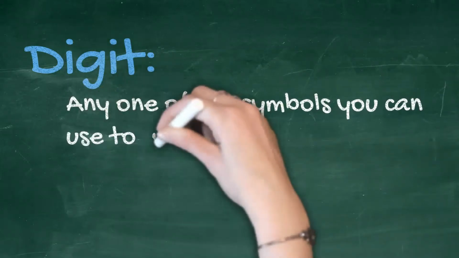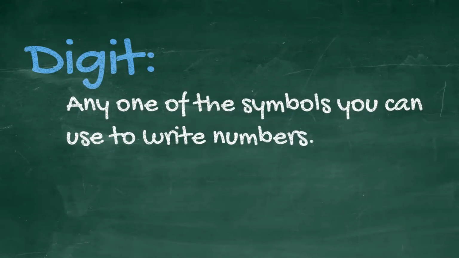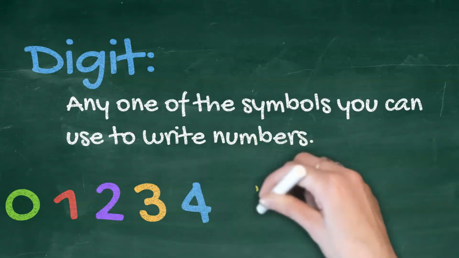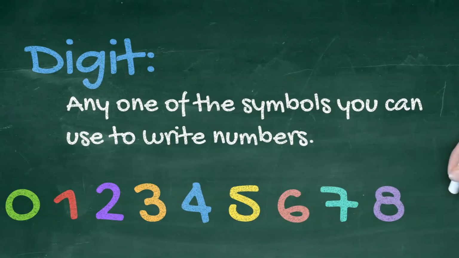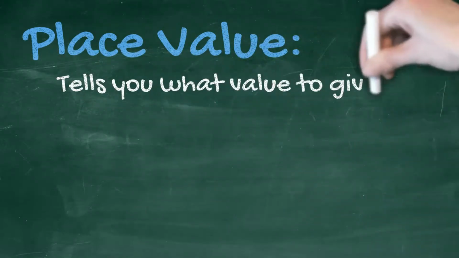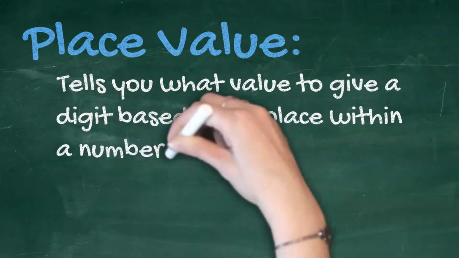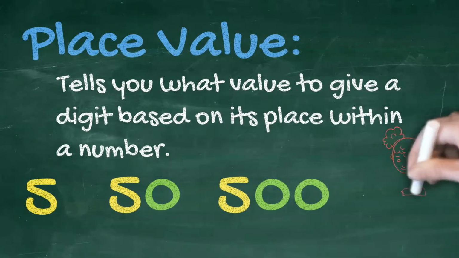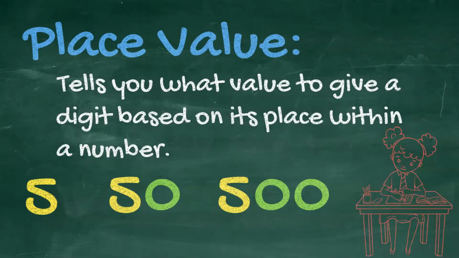Let's start with some vocabulary. A digit is any one of the symbols you can use to write numbers. As a refresher, those are 0, 1, 2, 3, 4, 5, 6, 7, 8, and 9. So 0 is a digit, 1 is a digit, 2 is a digit, and so on. Place value tells us what value to give a digit based on its place within a number. Since this one is a little tricky to understand, let's see it in action.